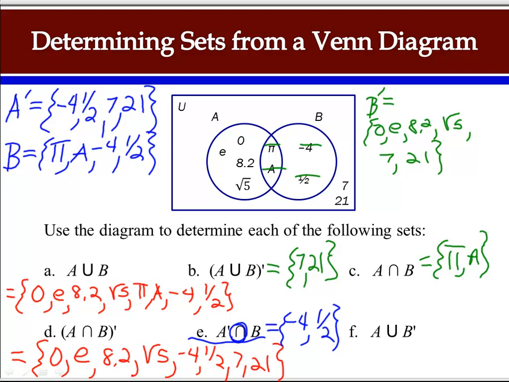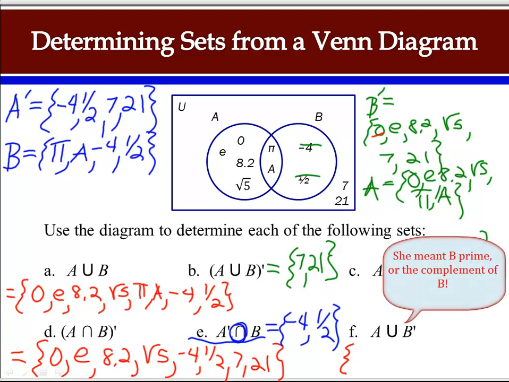I need to find the union of this set with A, which is 0, E, 8.2, and the square root of 5, pi, and A. Remember that set A contains all the elements within the circle labeled A. And the union of these two sets will be all the elements from A or from the complement of B. So let's see if we can list those elements here. Must be in A or B.